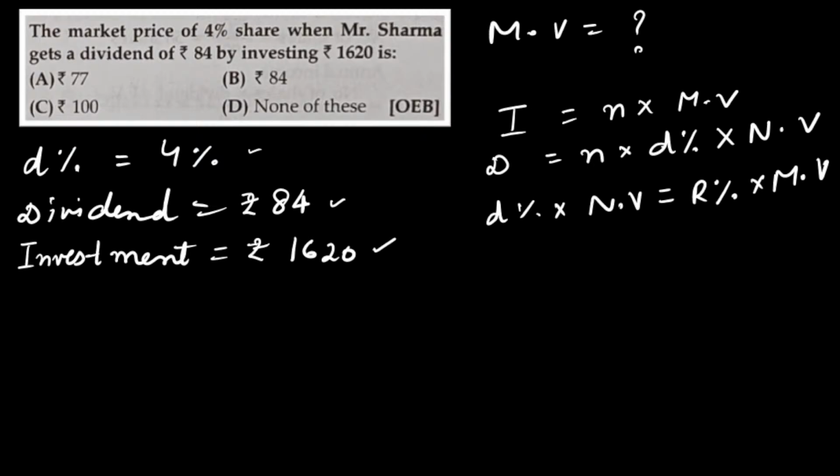Likita is telling investment formula. So shall I use the investment formula? If I use it, what can I get? Number of shares, because MV is not given to us, MV we have to find. N is also not given to us. So what can be done here? How can we make use of these formulas?